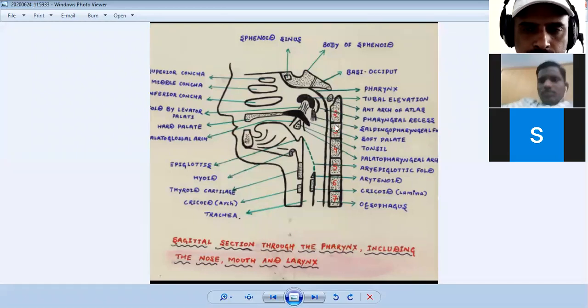That is very important. Regarding the tubal opening, the nasopharynx communicates with the middle ear cavity through the auditory tube, or tubal opening. That you have to tell. So this is all about the nasopharynx.